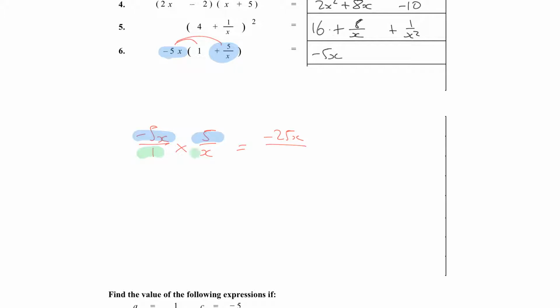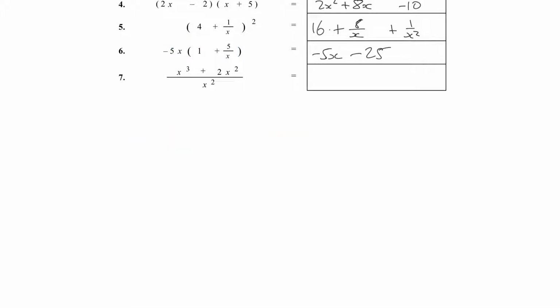Denominator times denominator: 1 times x is x, and we can now cancel. Now x goes into those ones, so we're left with minus 25. Yes, at this stage you could have gone minus 5x over 1 times 5 over x, cancel these x's straight up here, and gone straight to minus 25.